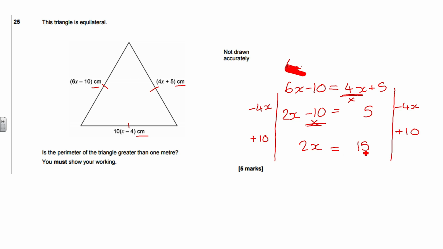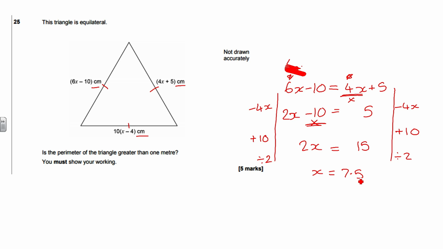Note that when I took x's, I only changed the terms with the x's in, and when I'm messing with numbers, I only change the terms which are the numbers. So if 2x is equal to 15, that means I need to halve to work out what 1x is, and we've got that 1x is 7.5. So they've made this kind of sneaky in terms of giving us a weird number for x.